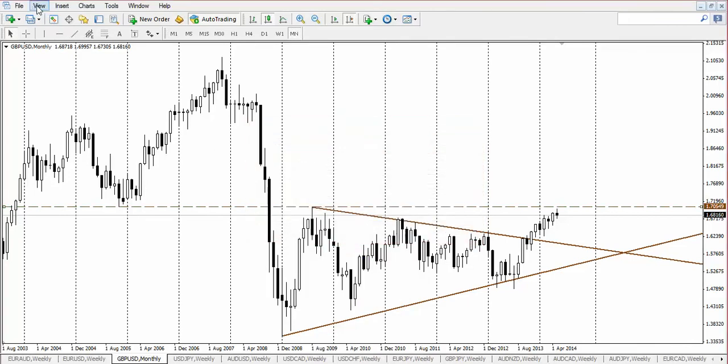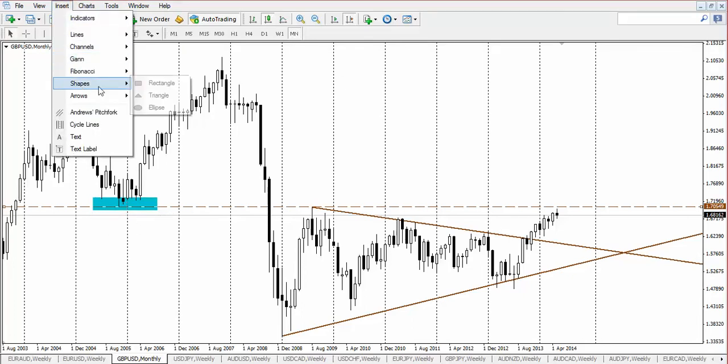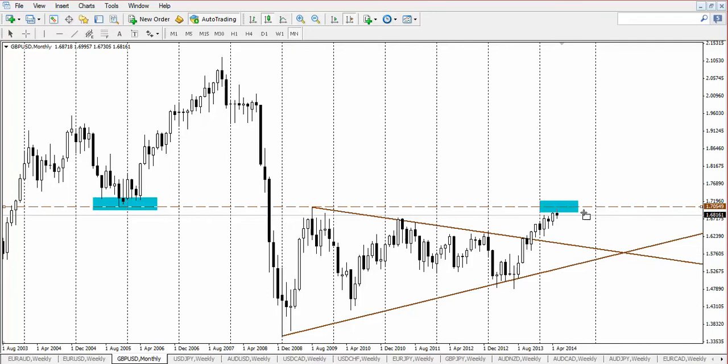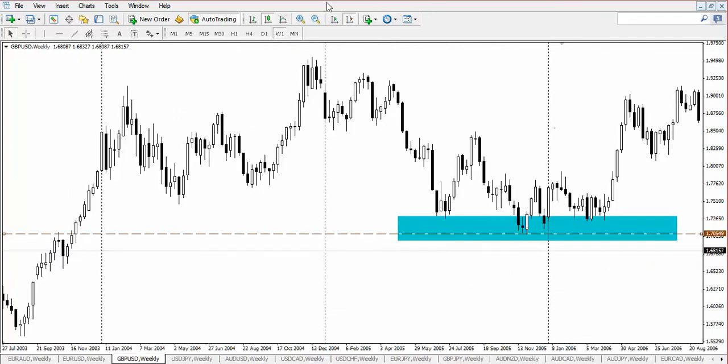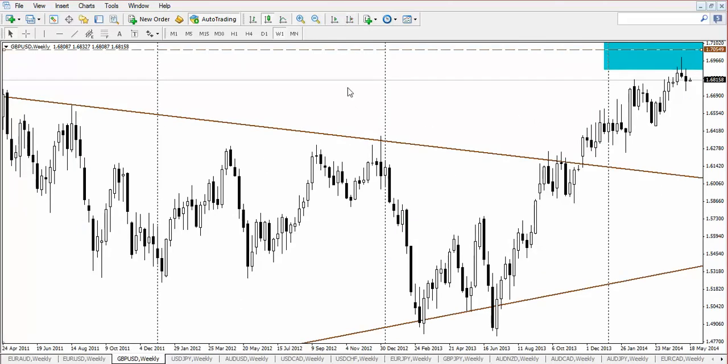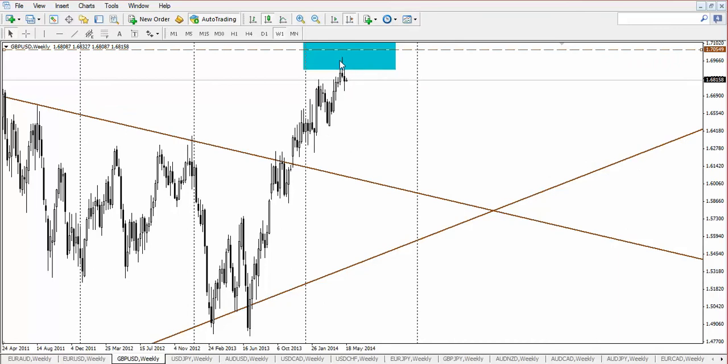You can see here, tested that line there, and we're now up at that line here again. So pound dollar, I like the look of. From the weekly perspective, let's just zoom out a little bit. Yeah, we had this pin bar here the week before last. There was some indecision last week. The pound seems to continue to be quite strong, and that's the main concern here.